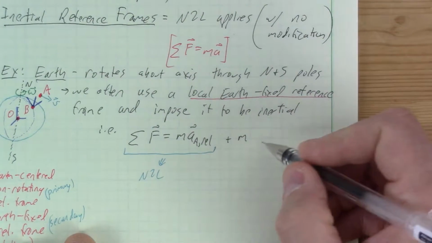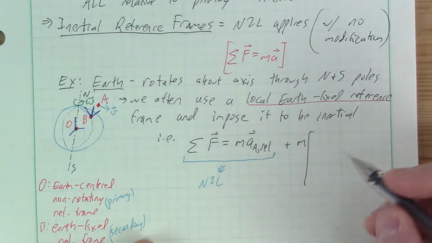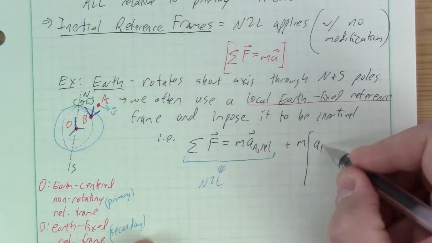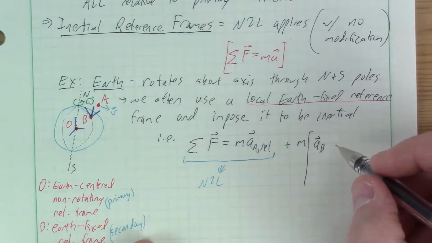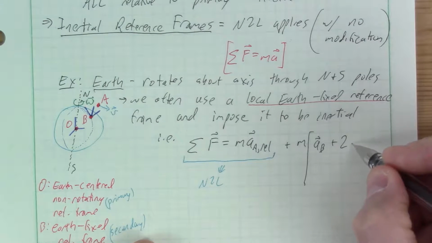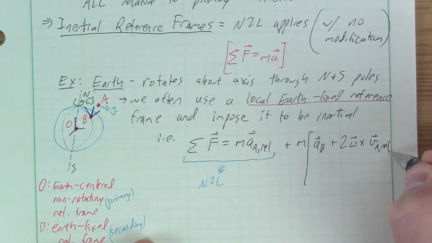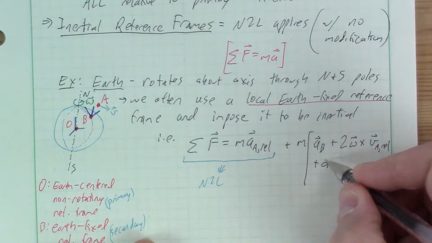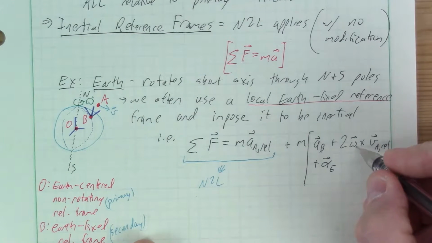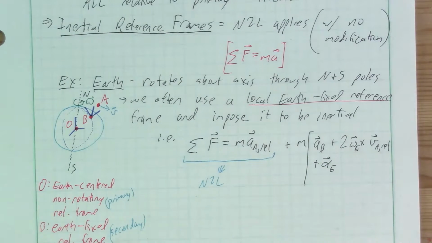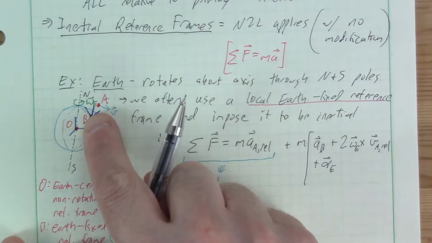Mass times acceleration B, and I think we're gonna need a few lines here to fit them all in. The acceleration of our reference frame itself, absolute, plus 2 omega crossed into V_A relative, plus angular acceleration. Oh, and by the way, maybe go back to our diagram. We'll put a little E there. That's omega of the Earth.